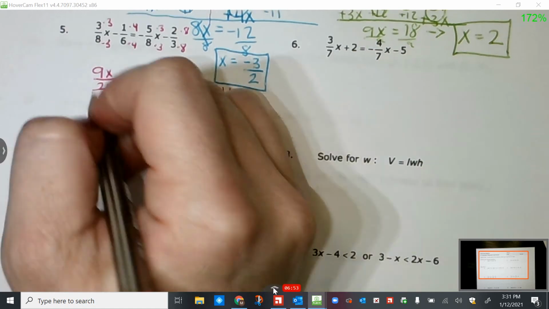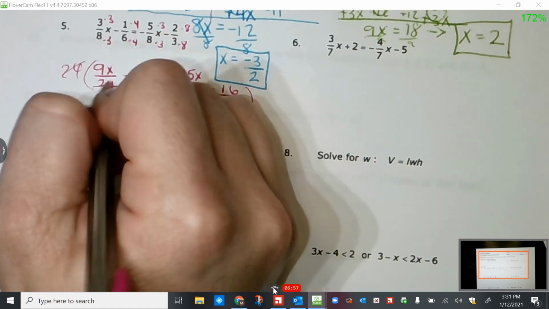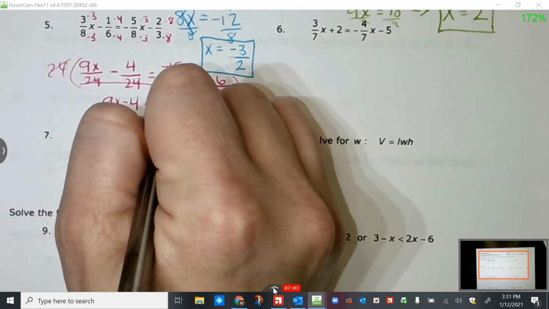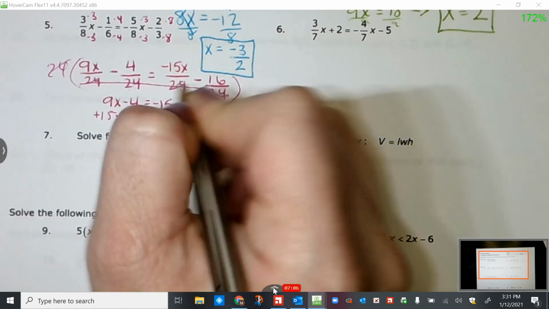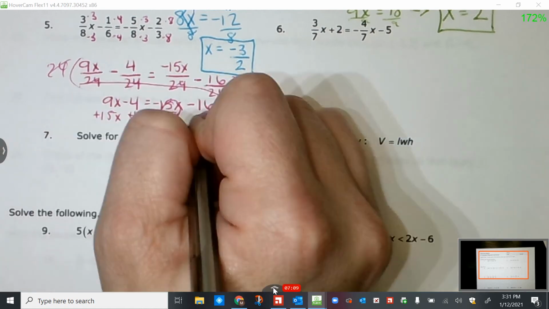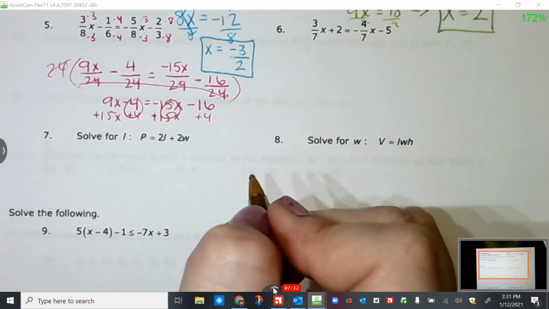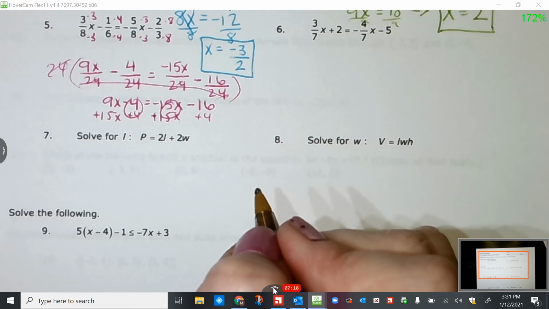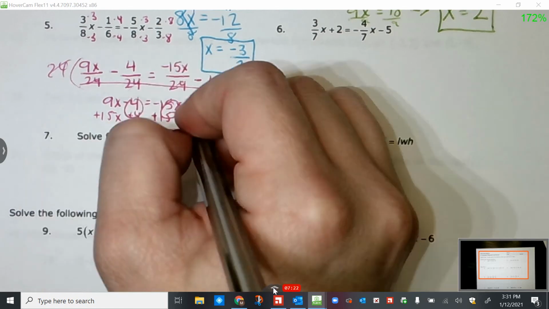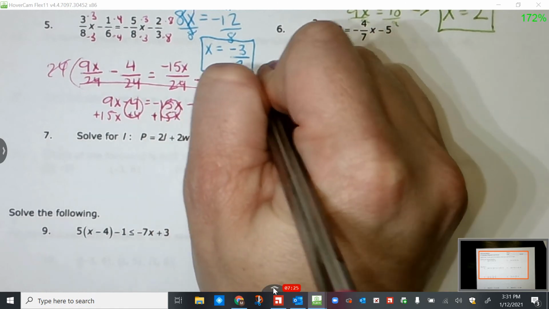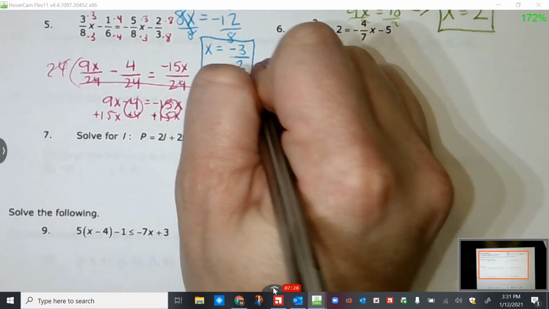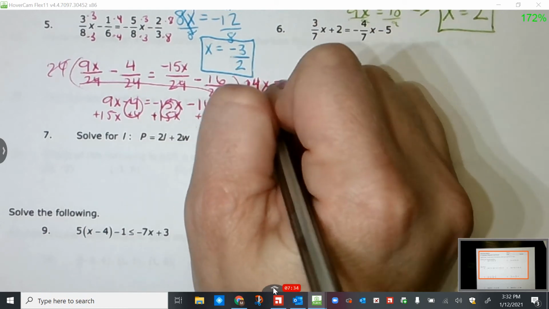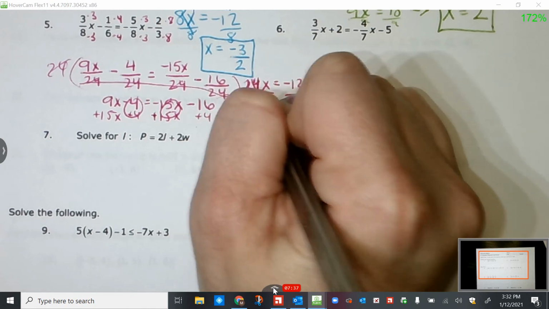The reason you can cancel them is because really you multiply the whole thing by 24, and multiplication cancels division, and therefore they all cancel. Okay, so here I'm going to add 15x, and I'm going to add 4 to both sides, and I get 9, 24. So 24x equals negative 16 plus 4, which equals negative 12. Divide by 24, divide by 24, and we get x equals negative 1/2.